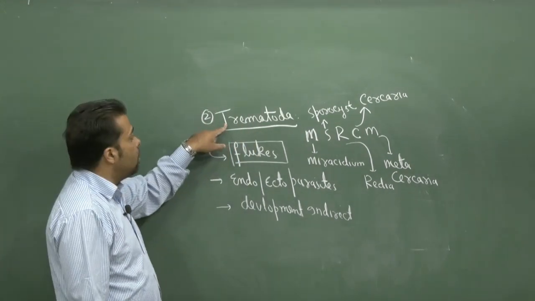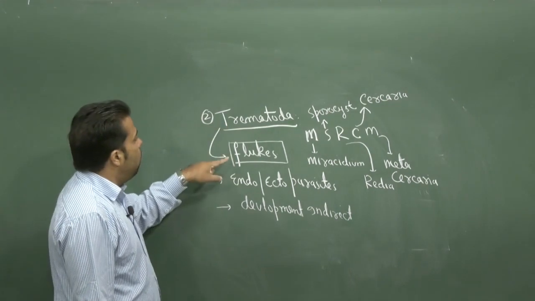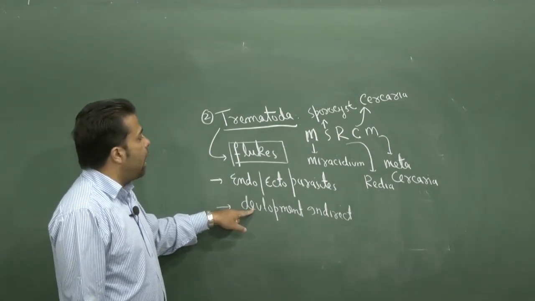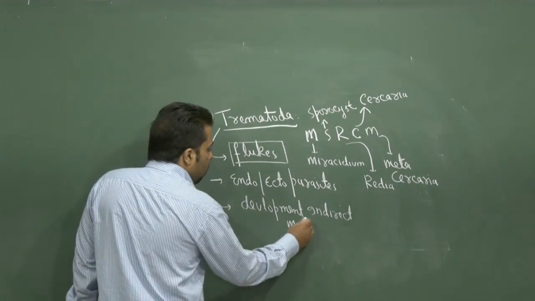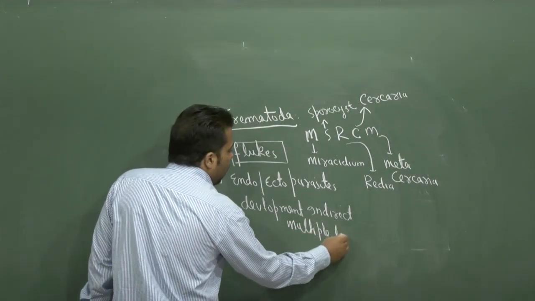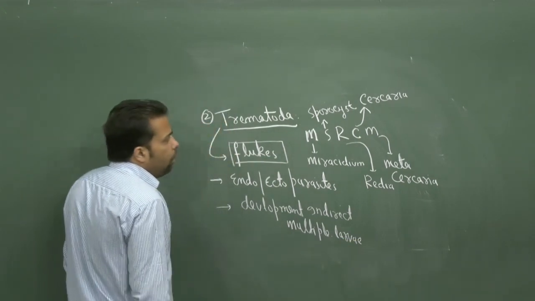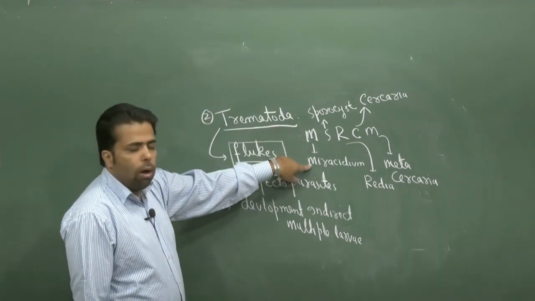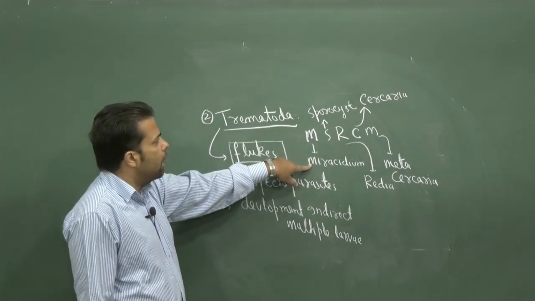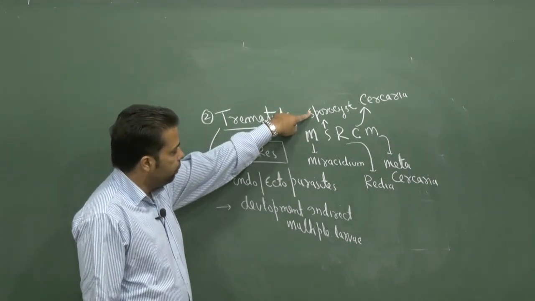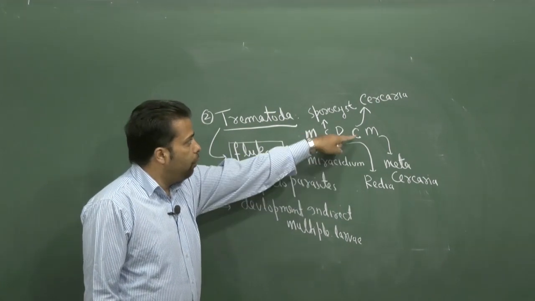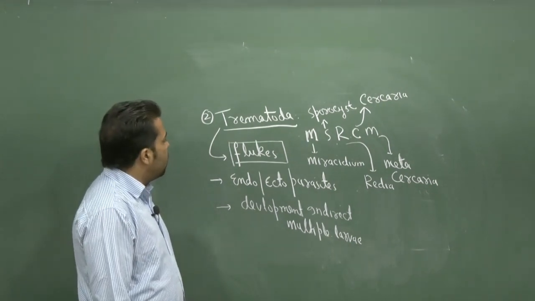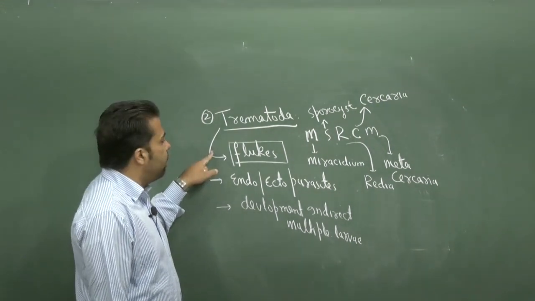So we are discussing the second class of phylum Platyhelminthes, that is Trematoda. They are commonly called flukes. They are both endo as well as ectoparasites. Their development is indirect and they have multiple larvae. How can we remember the names of these larvae? The formula is MSRCM, Miss RCM. M stands for Miracidium, the first larva. The second is Sporocyst. The third is Redia. The fourth is Cercaria. And the fifth is Metacercaria. So this was the second class of the phylum Platyhelminthes. We will give some examples here.